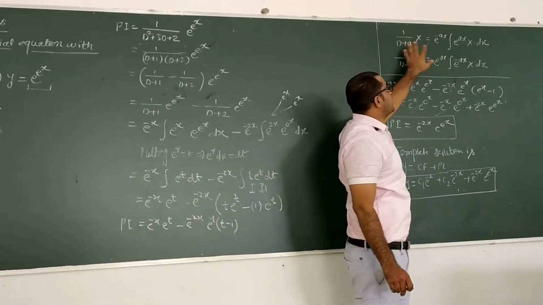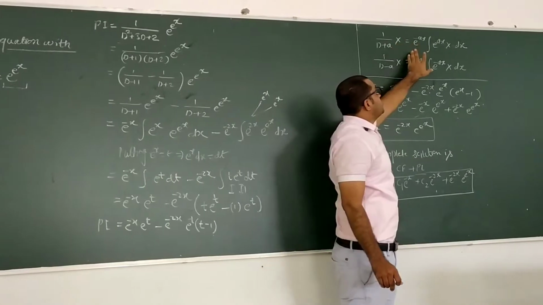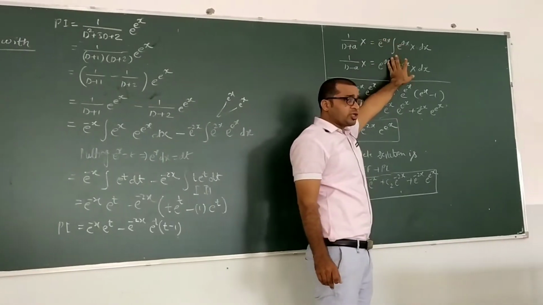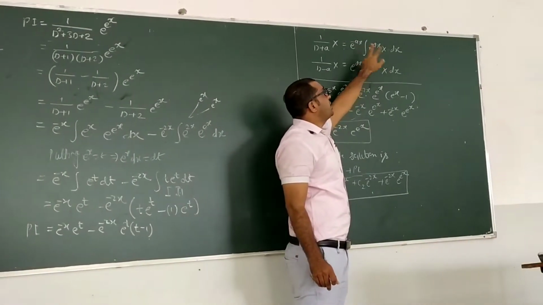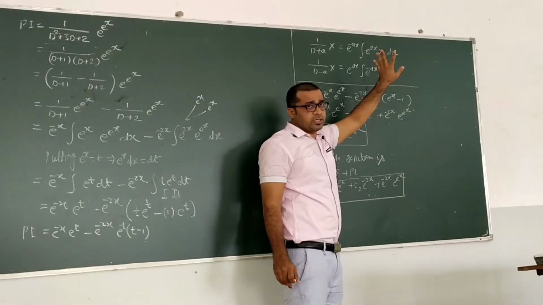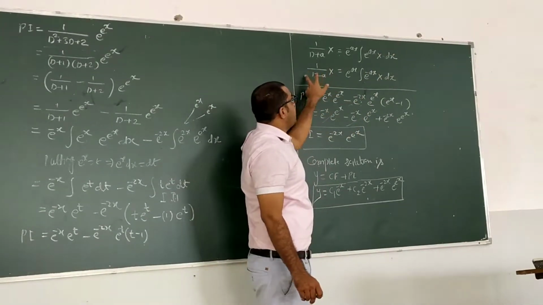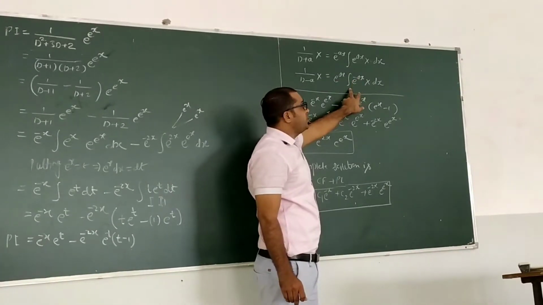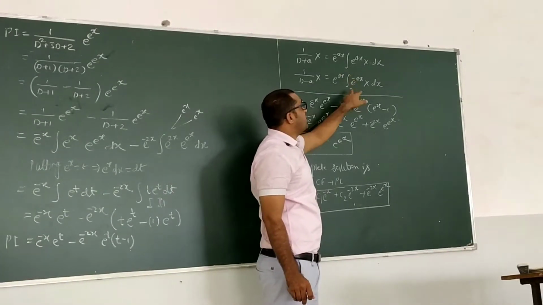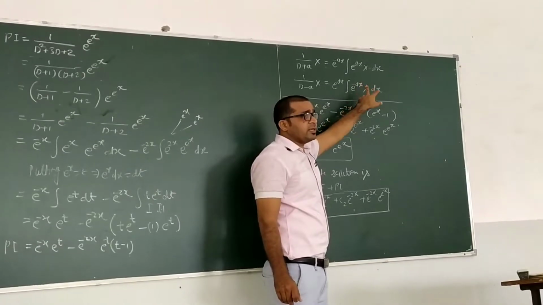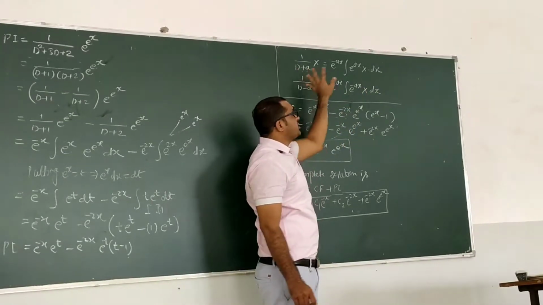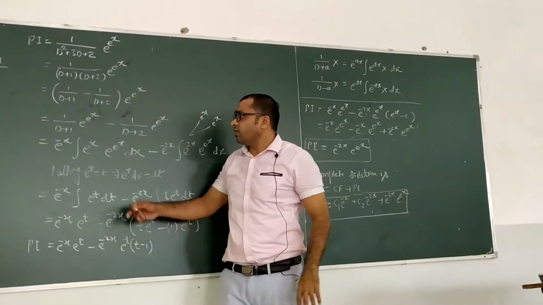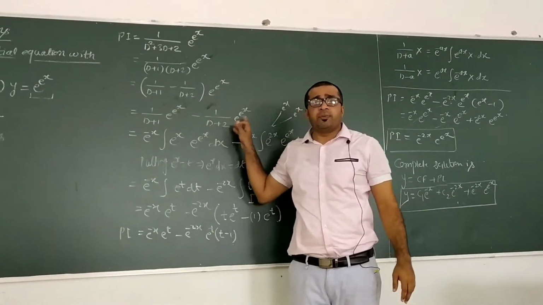So for 1 upon D plus a, what will the formula be? e raised to the power minus ax, integration of e raised to the power plus ax times X dx. Then for 1 upon D minus a, it will be e raised to the power ax, integration of e raised to the power minus ax times X dx. We have to use the D plus formula here because we have the terms D plus 1 and D plus 2.